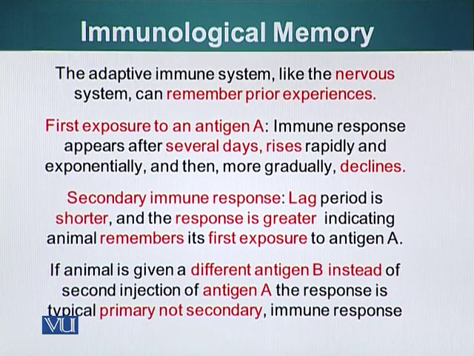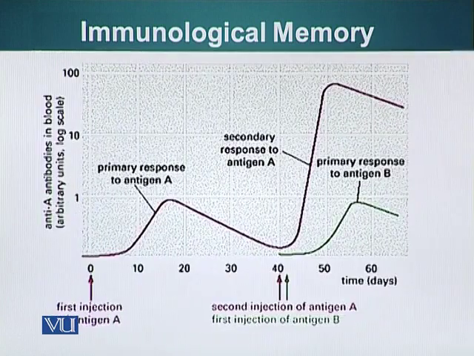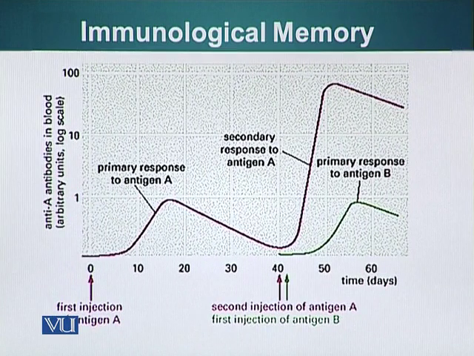If an animal is given two different antigens, antigen A and antigen B, at the same time, the response to A is the secondary response, while the response to B is the typical primary response, showing that our experimental animal specifically remembers its first encounter with antigen A. Since antigen B was encountered for the first time, it did not have the secondary immune response. Here's the graph.